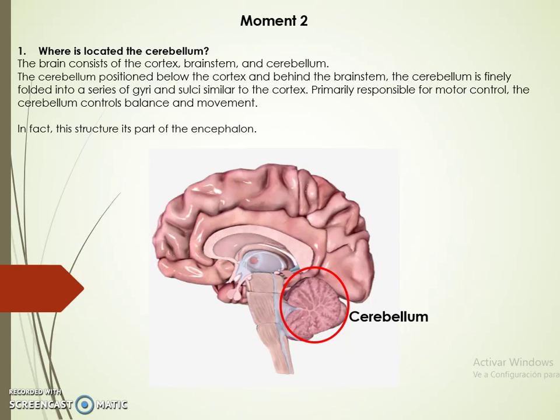Where is located the cerebellum? The brain consists of the cortex, brainstem, and cerebellum. The cerebellum is positioned below the cortex and behind the brainstem. The cerebellum is finely folded into a series of gyri and sulci similar to the cortex. Primarily responsible for motor control, the cerebellum controls balance and movements. In fact, this structure is part of the encephalon.